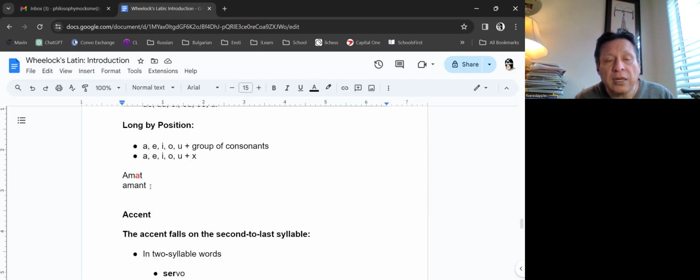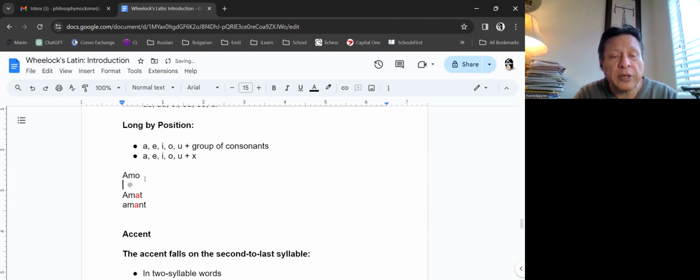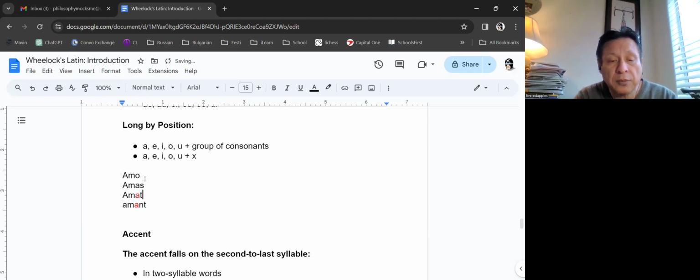But here, this A is long. Why? Because it's followed by a group of consonants, by the N and the T. So the first one will be pronounced. Let me give you the whole list, actually. I'm not going to put the macrons, but I'll pronounce them. It'll be easier to hear it if I give you all of it.